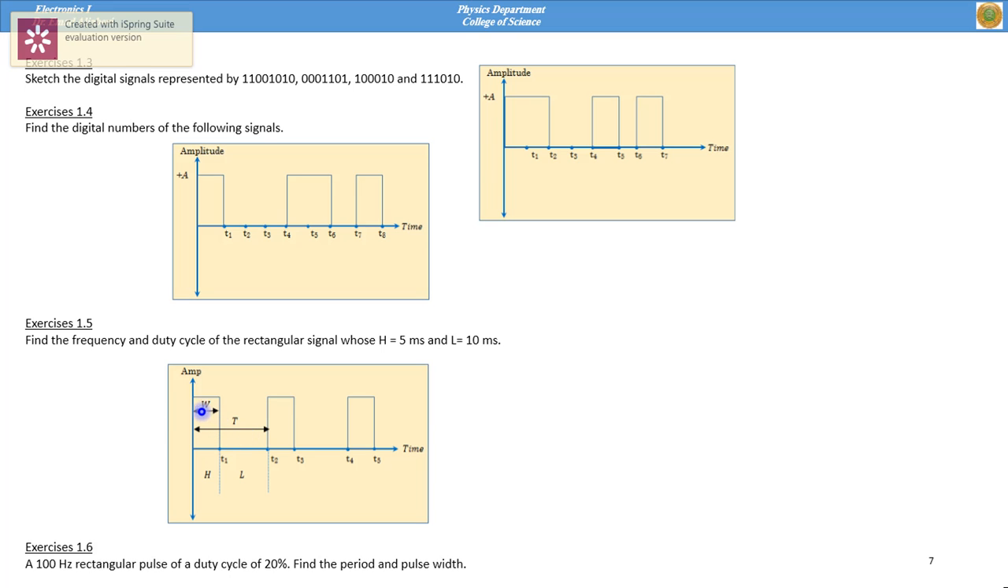For the duty cycle, just use W over T times 100%. If here L is 10 milliseconds, here this is 10 milliseconds, and here high is 5 milliseconds, that means W is 5 milliseconds and the period is 10 milliseconds. Just substitute these values in the duty cycle law and you can get the value of D.